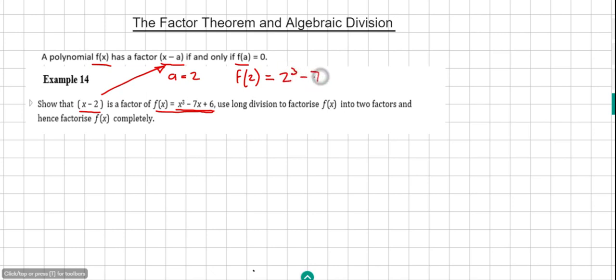So we're going to say 2 cubed minus 7 times 2 plus 6. If we tidy that up, 2 cubed is 8, minus 14, and then plus 6. And if we work that out, that equals 0. So what we've shown then, hence, or therefore, is that x minus 2 is indeed a factor.